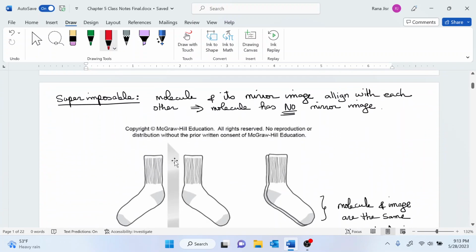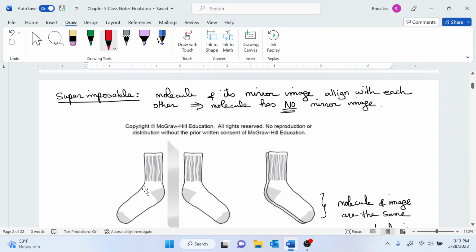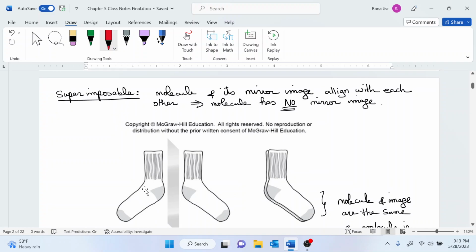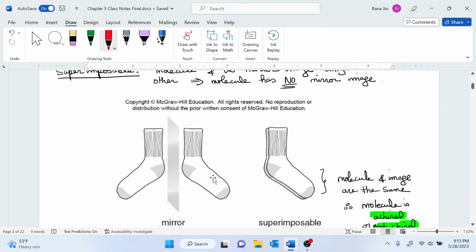Another term is superimposable. We're going to have some actual organic molecules as an example of those, but I wanted to start with these examples first just to bring the idea to you. So superimposable is whenever you have a molecule, you place a mirror and you look at its reflection. Now, if the molecule and the reflection align with each other, like the pair of socks, for example, then we say that these two are the same.